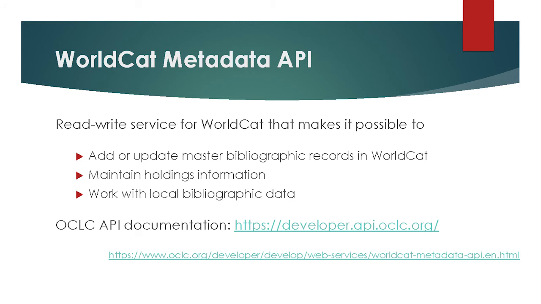OCLC offers a number of APIs for WorldCat, but I'm only going to talk about the metadata one. And the metadata API does several different things that are related to bibliographic records in WorldCat. It's a read-write API because it will both fetch information about bibliographic records and write to WorldCat either by adding new records or editing existing ones. In addition, it can also add and remove holdings and work with local bibliographic data. However, I'm only going to talk about two of these, adding new bibliographic records and updating existing master bibliographic records.